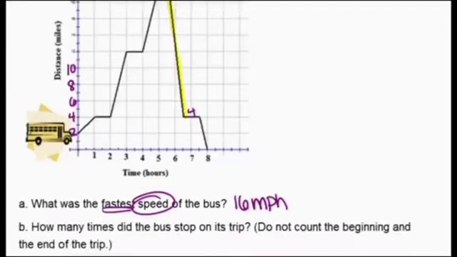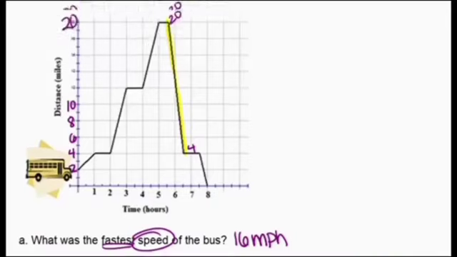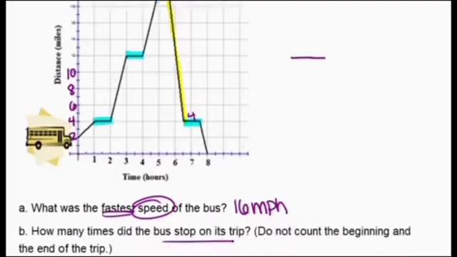Part D, how many times did the bus stop on its trip? Do not count the beginning and end. Okay, so anytime the bus stops, it will be where we have a horizontal line, because the distance away from the bus depot isn't changing as time is going on. So I can see that happens right here. From 1 hour to 2 hours, it's stuck at being 4 miles away. Again, right here it stops, right here it stops, and right here it stops. So it stops 4 times throughout the trip for about an hour or half an hour each time. So the answer is 4 times.